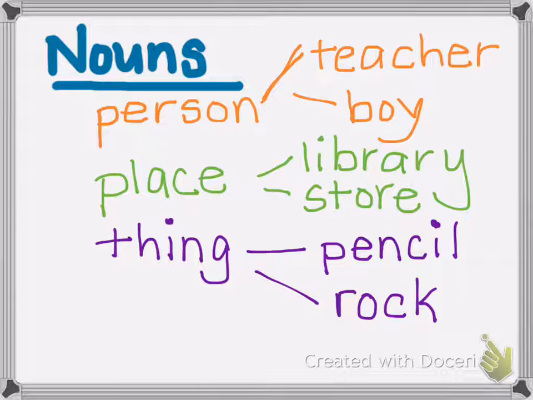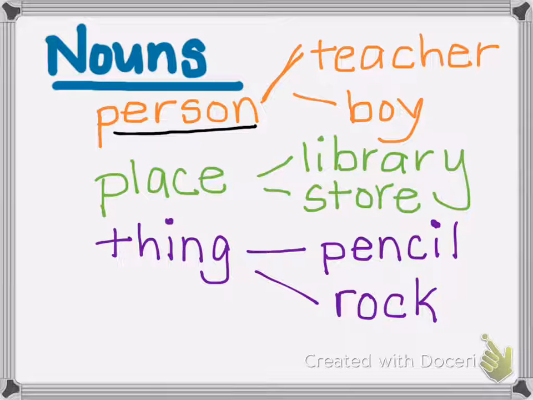So one of the first ways you can add better description to your writing is to add adjectives. And adjectives are words that describe nouns. So let's take a quick moment to review what nouns are. Nouns are a person, like a teacher, me, or a boy, or a girl, or a firefighter. Really, any person is a noun.